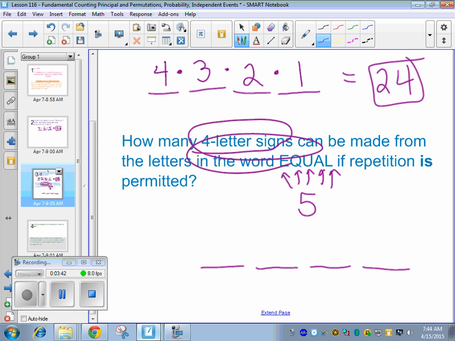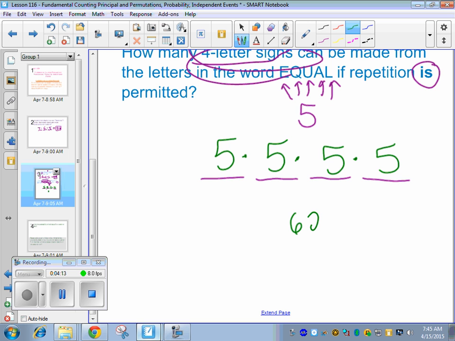This time we can repeat letters, so we could actually put E, E, E, E, or E, Q, Q, E. There are all kinds of combinations, and repetition is permitted. How many choices do I have for the first spot? 5. The second spot? 5, because repetition is allowed. The next spot? 5. The next? 5. So in total, that would be 625 different ways that we can arrange the letters of EQUAL if we can repeat letters.